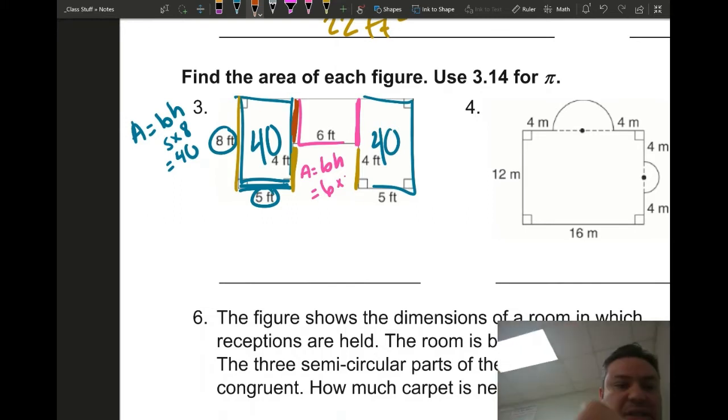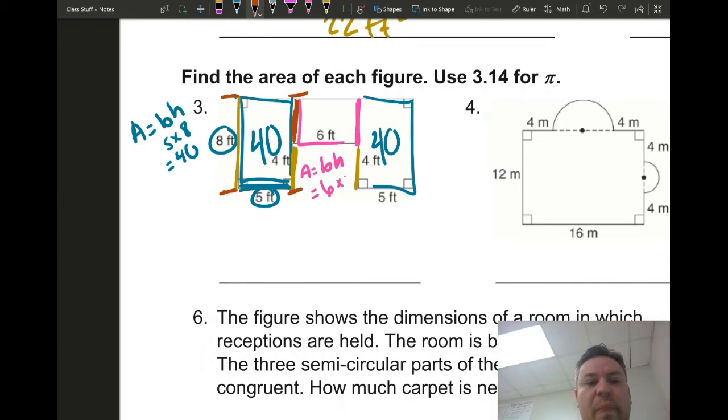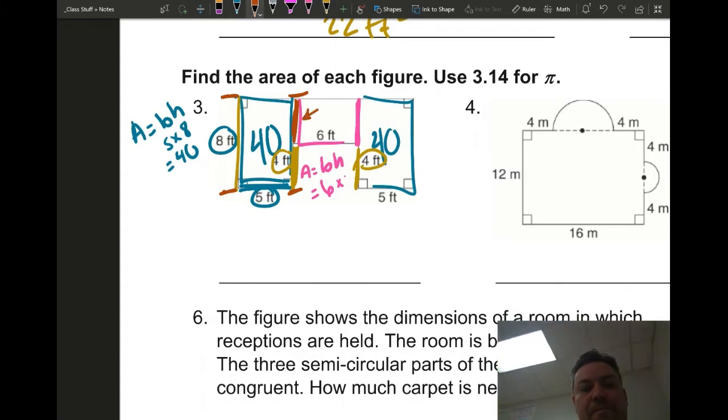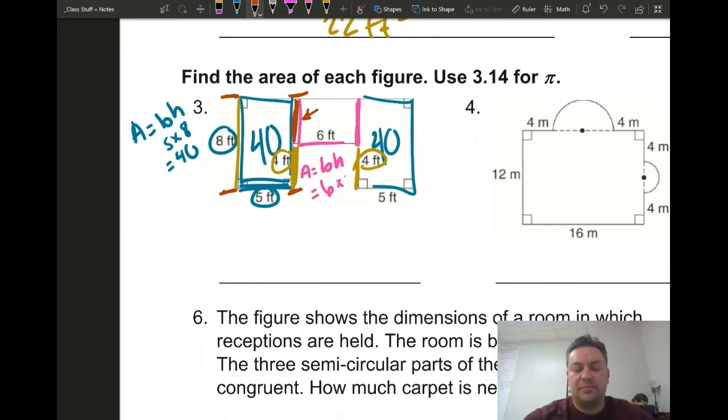And if you notice, this goes all the way to here, same as this goes all the way to here. And I know that this piece right there, the yellow one, is 4 because it says so right there. I just need to know what is this number right there. Can anybody tell me what that number is or how you can find it?